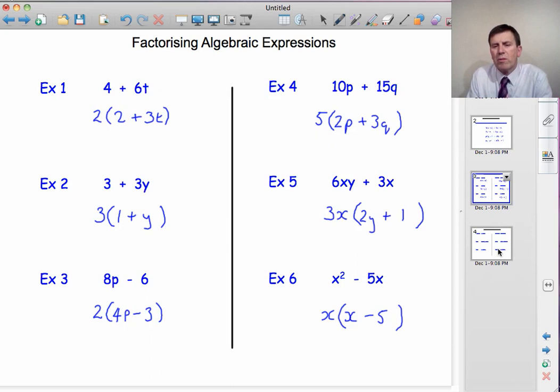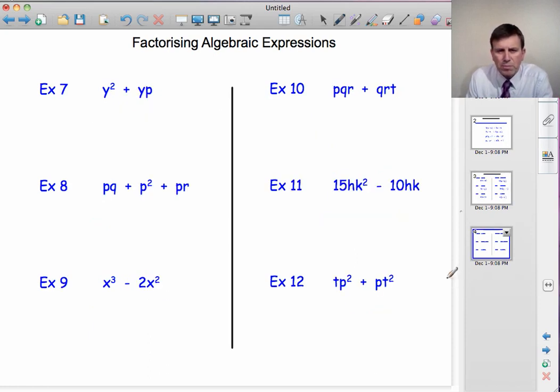Okay, we'll move on now to look at 6 more examples. You can see these look a bit more complicated. First of all, this one here, y squared plus yp. Common factor is y. Pull the y to the front. Set about rebuilding the expression. What do I multiply y by to get y squared? Answer, y. y times y is y squared. Plus, what do I multiply y by to get yp? p. y times p is yp.